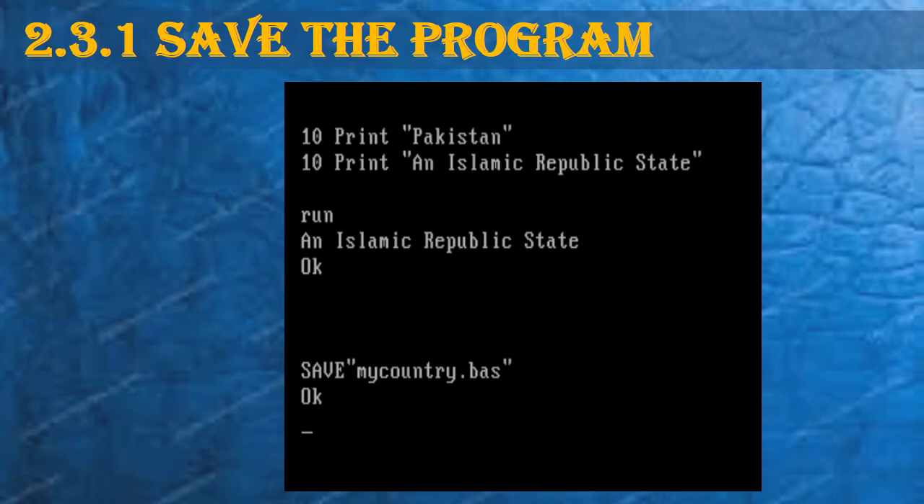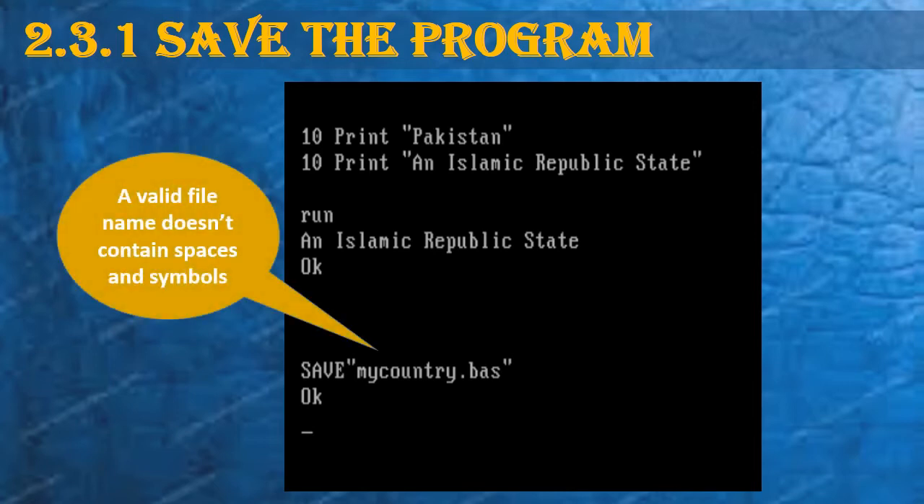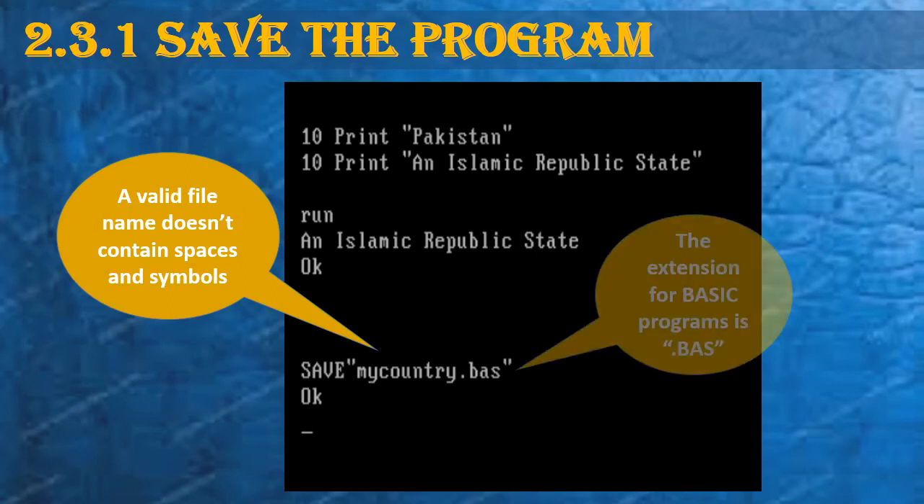Now I have written the program. I'm going to save it. Press the F4 key from the keyboard. F4 is the function key, or you can type save. And in the double quotes, write the name of the file as I have written there, mycountry.bs, where mycountry is the file name. A valid file name doesn't contain spaces and symbols. And .bs is the extension for basic programs.